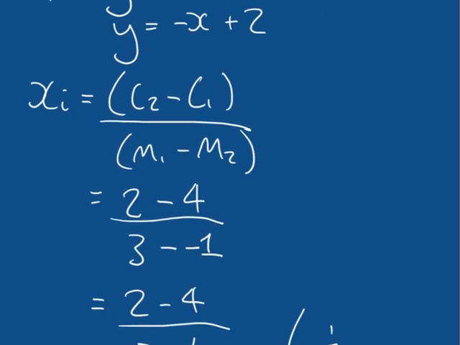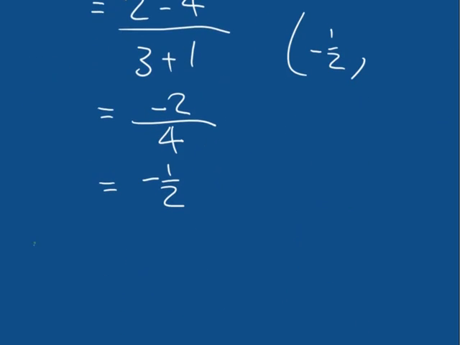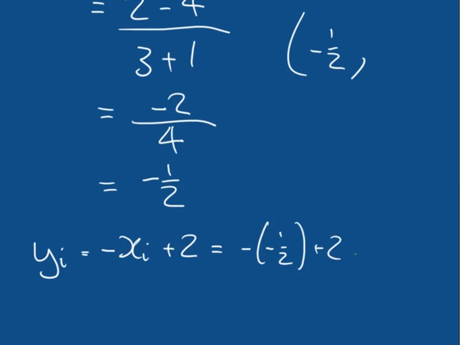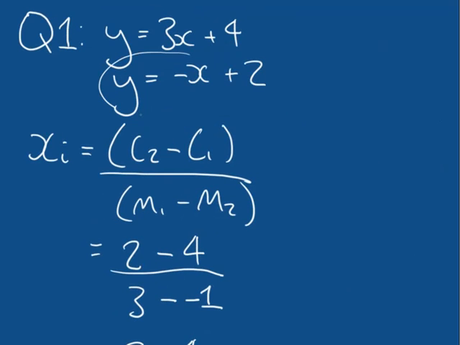So y is equal to minus x plus 2. Therefore yi is going to be equal to minus xi plus 2, which is equal to minus a half plus 2, which is equal to a half plus 2, which is equal to 2.5. So our y coordinate of the point of intersection should be 2.5. To check that, we of course can use our other equation.